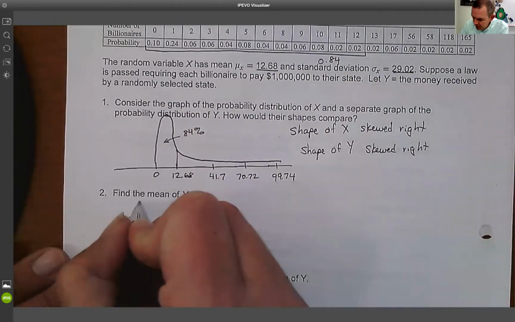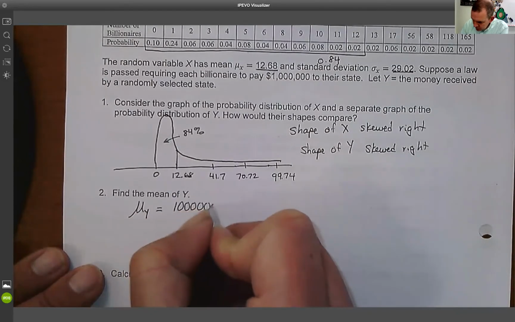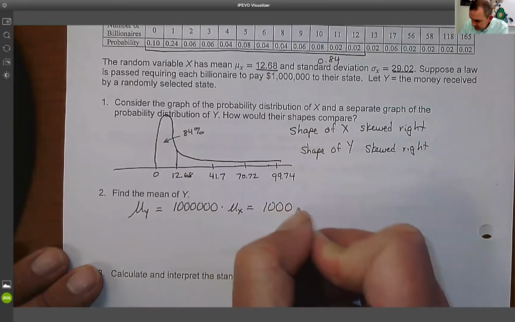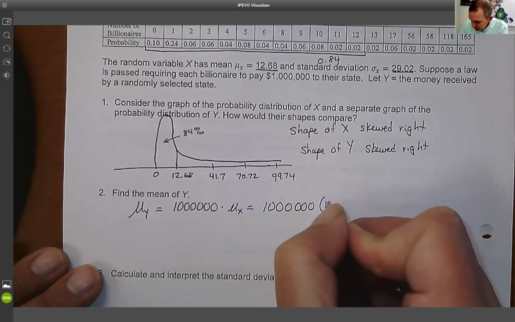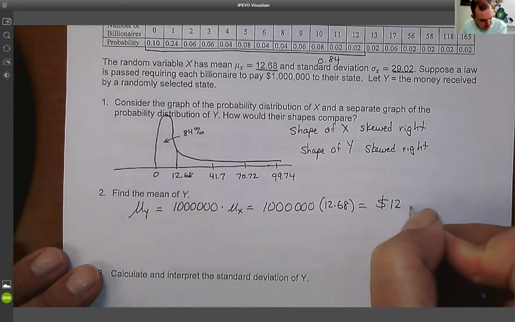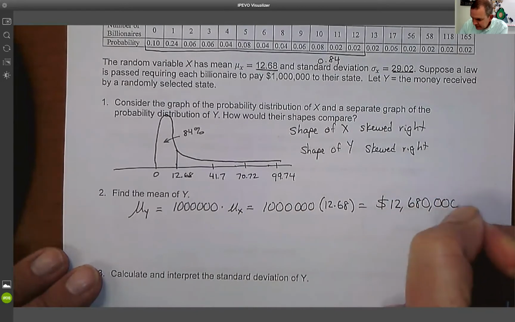To find the mean of Y, the mean of Y is 1 million times the mean of X. So in this case, it's 1 million times 12.68. They would expect to receive $12,680,000 on average.